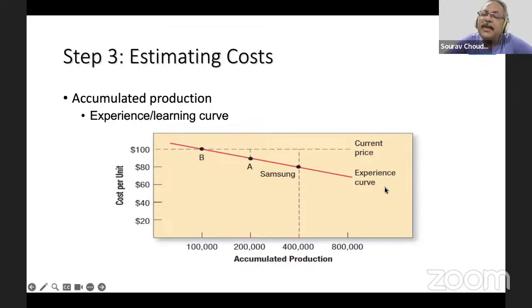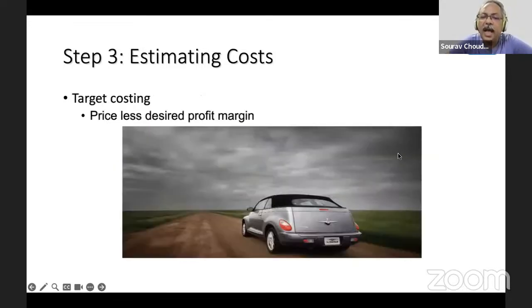Then because of that learning experience, they have learned well. They know how to do it very well. Their time to produce gets lower and lower. And as I said, time is always a cost. So the cost becomes lower and lower. Okay. And that's called accumulated production, current price and current cost. And then with your experience, it goes down. Correct. This is something very interesting. Then target costing, estimating cost, targeting price, less desired profit margin.